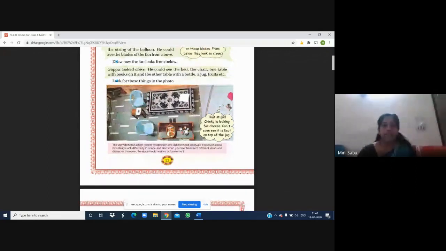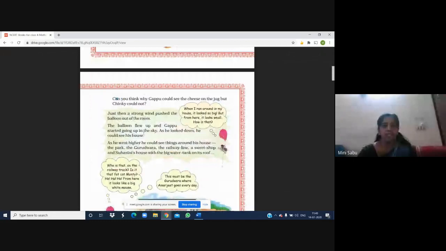Can you think why Gappu could see the cheese on the jar? Why, children? Because Gappu is taking the top view, so he can see. But Chinky is not able to take the top view from the floor. Just then, strong wind pushed the balloon out of the room.